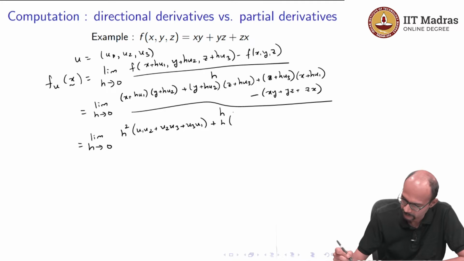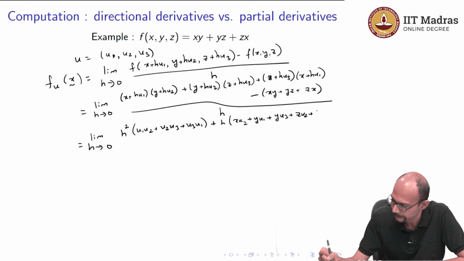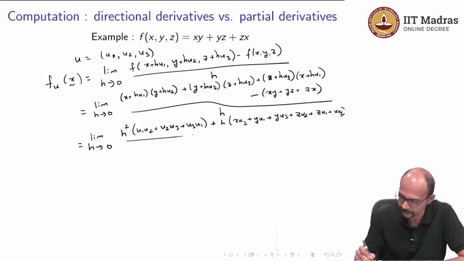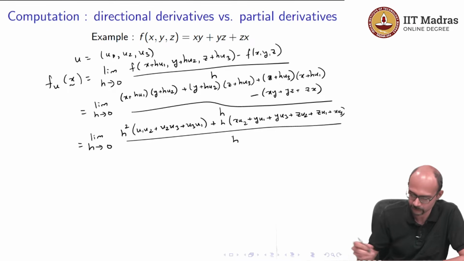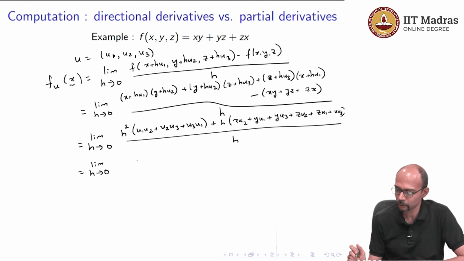and then we have plus h times x u1 plus x u2 plus y u1 plus y u3 plus z u2 plus z u1 plus x u3, right. So, I will suggest you check this. There is some symmetry in this, that is why I could write it so easily, which is limit, if you take the limit as h tends to 0.